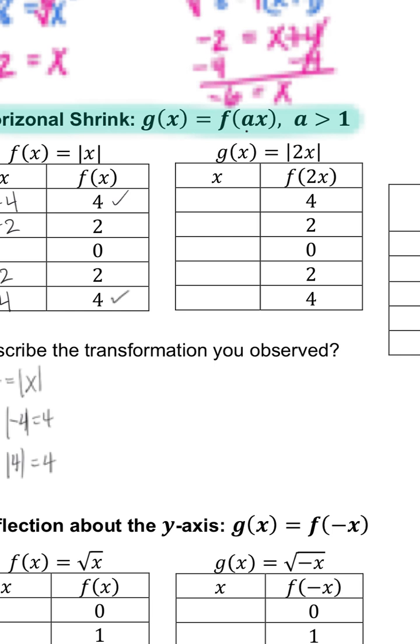-2 and 2, and then 0. So the absolute value of 4 is -4 and 4. The absolute value of 2 is -2 and 2. The absolute value of 0 is still 0. Now we're going to do the same thing over here.